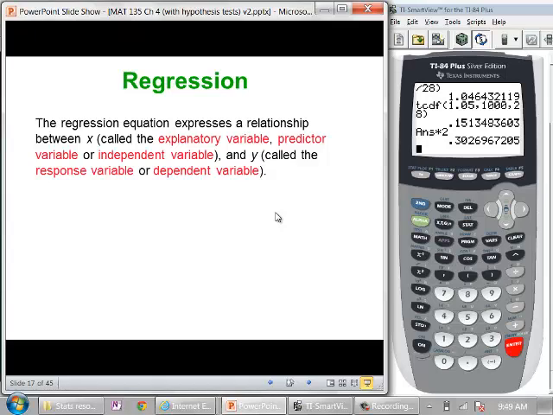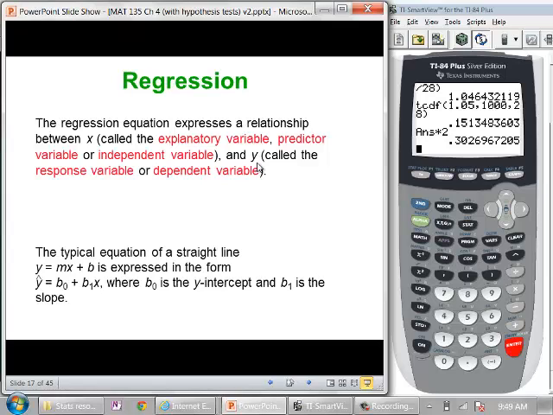Now remember back in chapter 1, I think it was, we talked about explanatory variables and response variables. Explanatory is the independent variable. That's going to be the x that goes along the horizontal axis. The response variable, or the dependent variable, is y, and that's going to be the one on the vertical axis. And remember back to algebra, when you talked about straight lines, one of the forms for a straight line was y equals mx plus b, where m is the slope and b is the y-intercept.